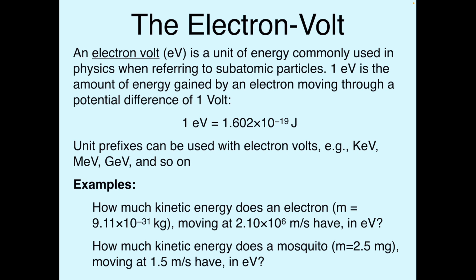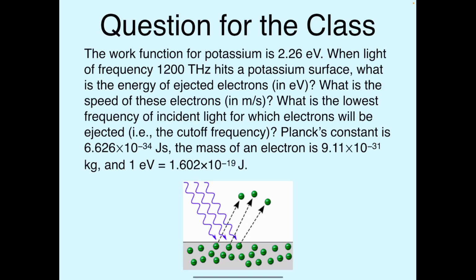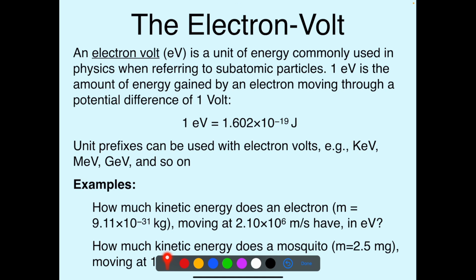And also keep in mind that we can use our unit prefixes that we've used before. I'm talking about things like kilo and mega and milli and things like that. So for example, keV is kilo electron volts, MeV is mega electron volts, and GeV is giga electron volts.